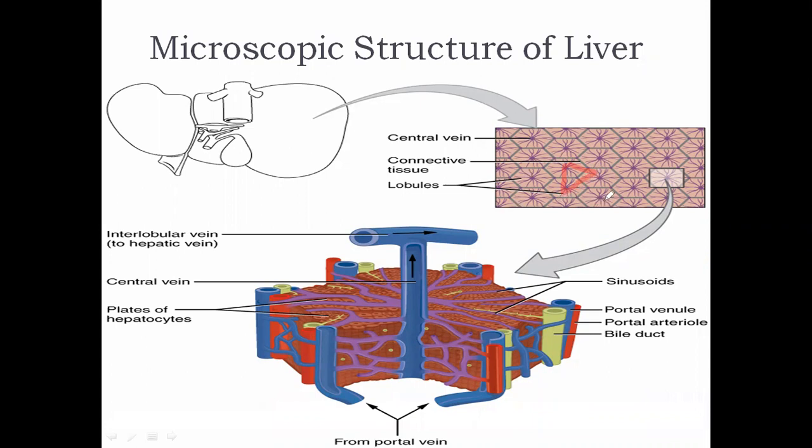What about the hepatic acinus? It's a diamond-shaped structure, which is formed between two central veins and two portal triads. So opposite central veins and opposite triads. Let me join these things. This is the hepatic acinus.